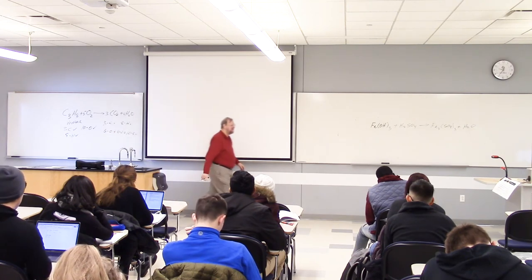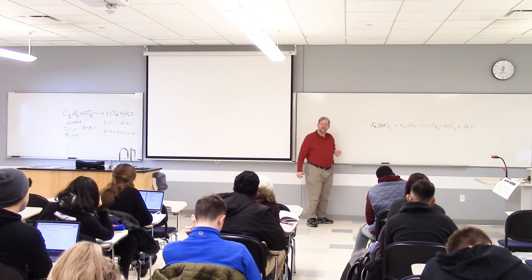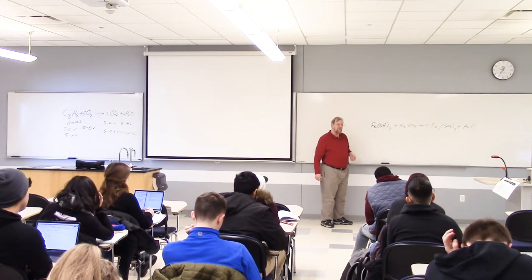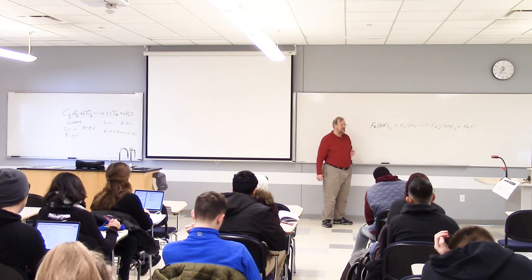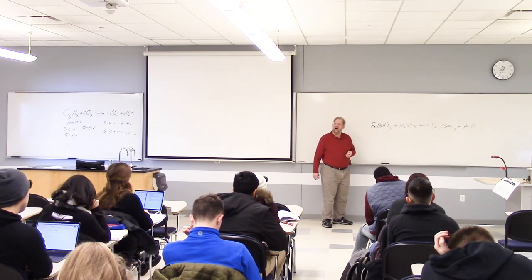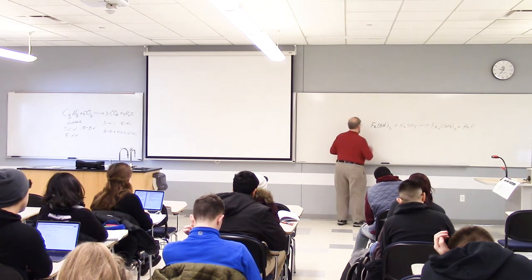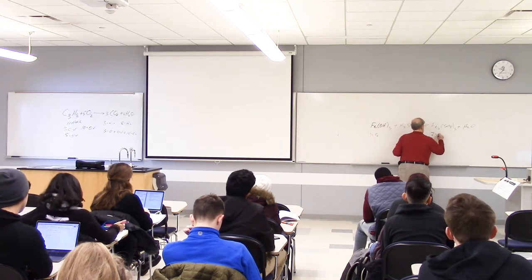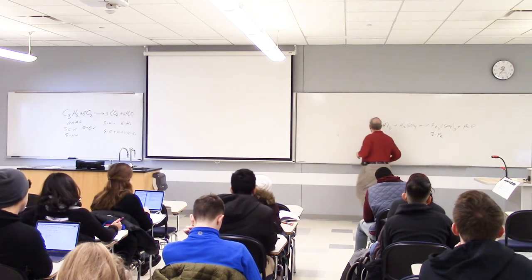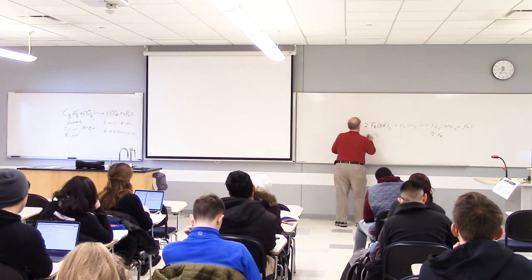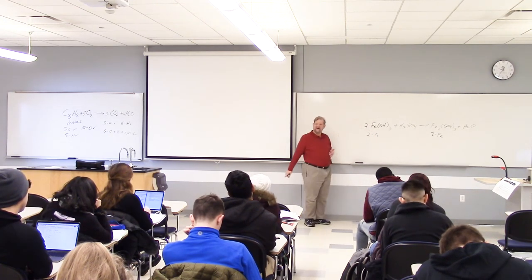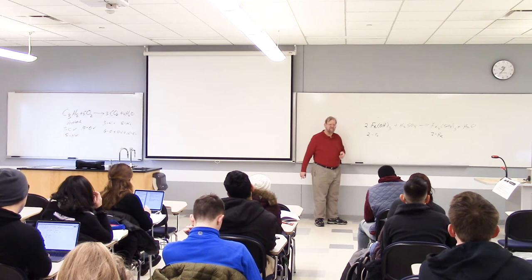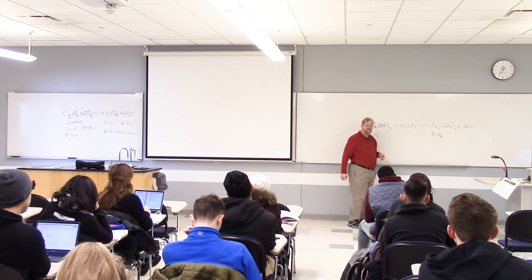All right, let's do it. Everybody, is this balanced? No. How can you tell? One iron, two iron. Remember Dr. White's advice, which I always follow: leave hydrogen, oxygen last. So that's not hydrogen, oxygen. This is one iron. This is two iron. How do I get that to two? Simple. Change the coefficient. All right, that wasn't that hard. Next, oxygen and hydrogen I'll leave for last.